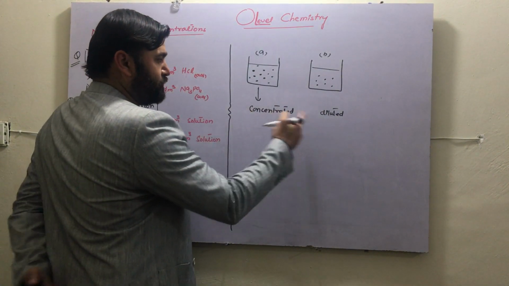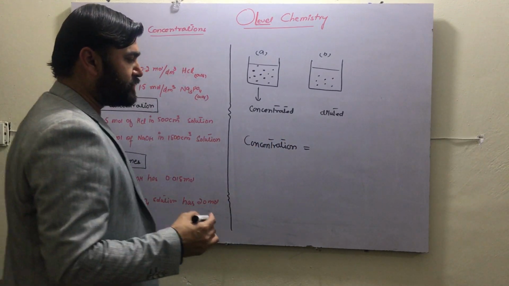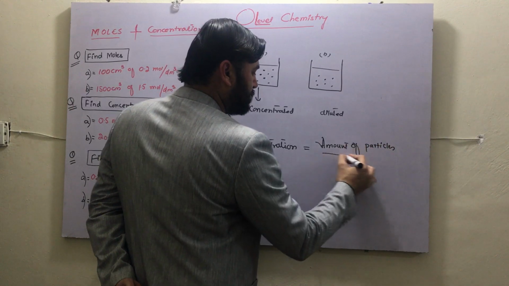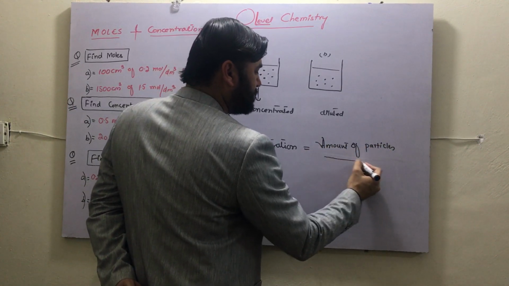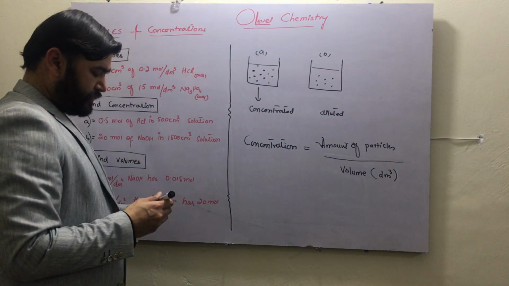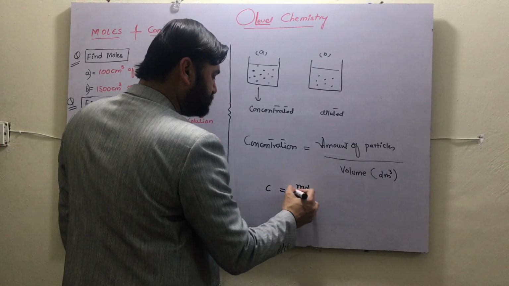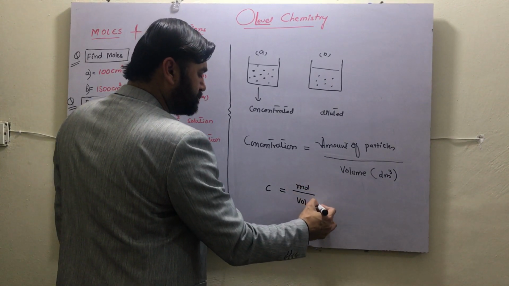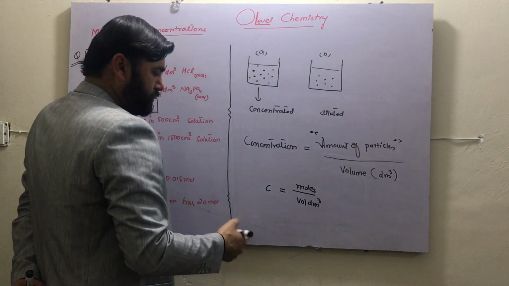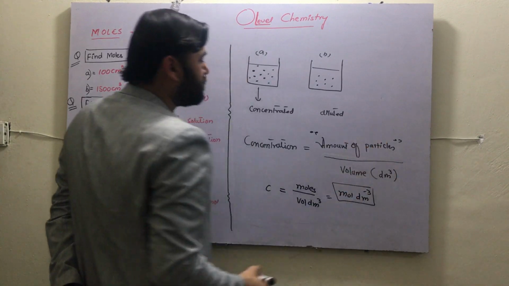So how to find the concentration of these two? What is basically the concentration? Concentration is basically the amount of particles divided by the volume of solution in dm³. Concentration is represented by C, the amount of particles is represented by moles, and volume is in dm³. So concentration means mole per dm³. This is the formula which we are going to introduce.